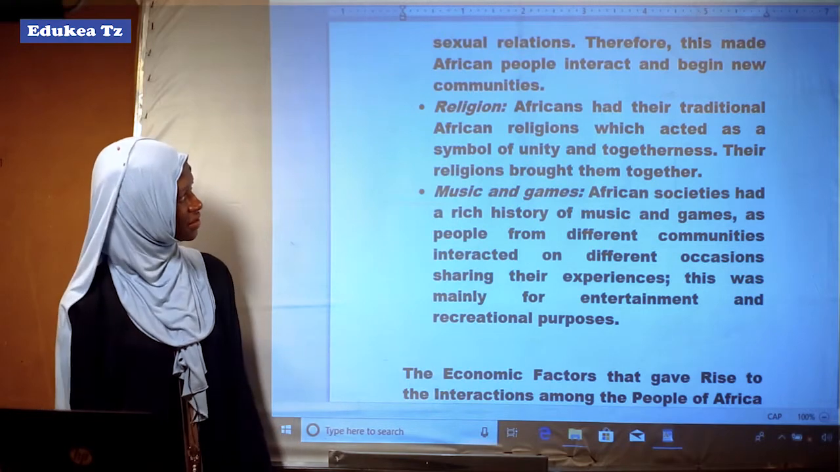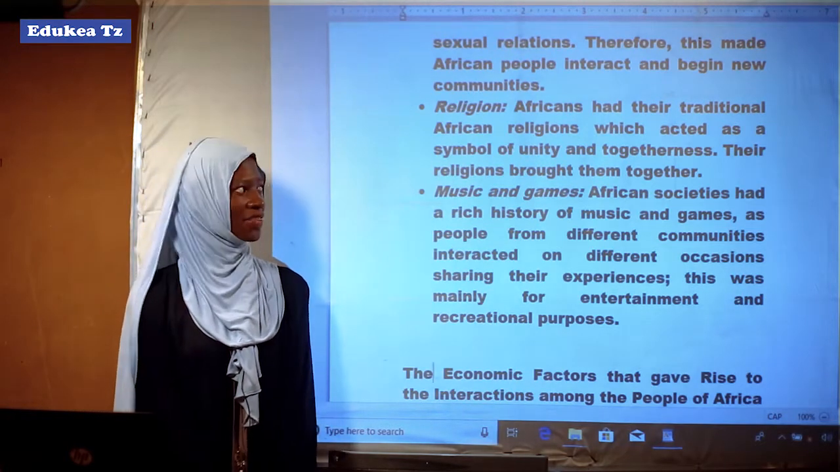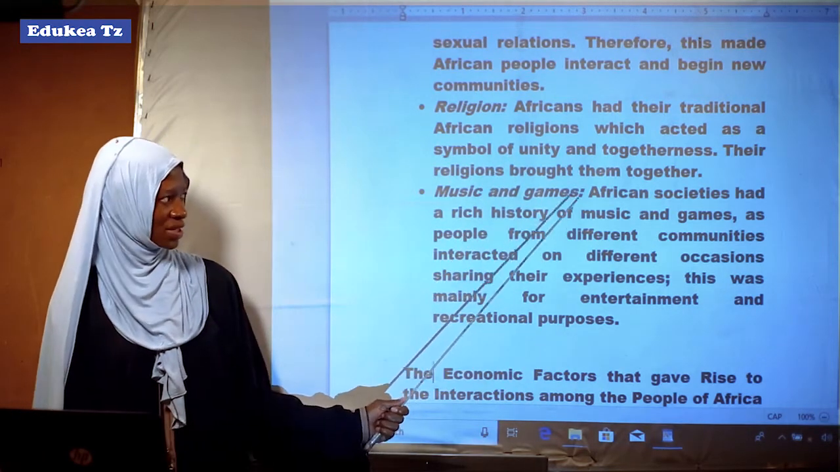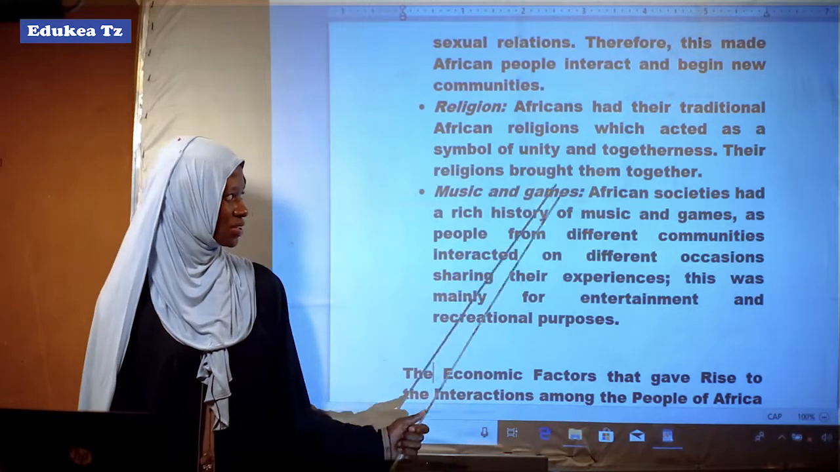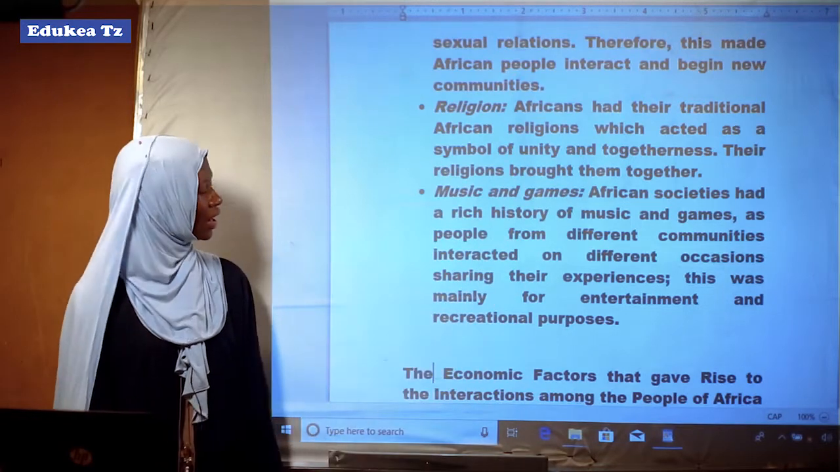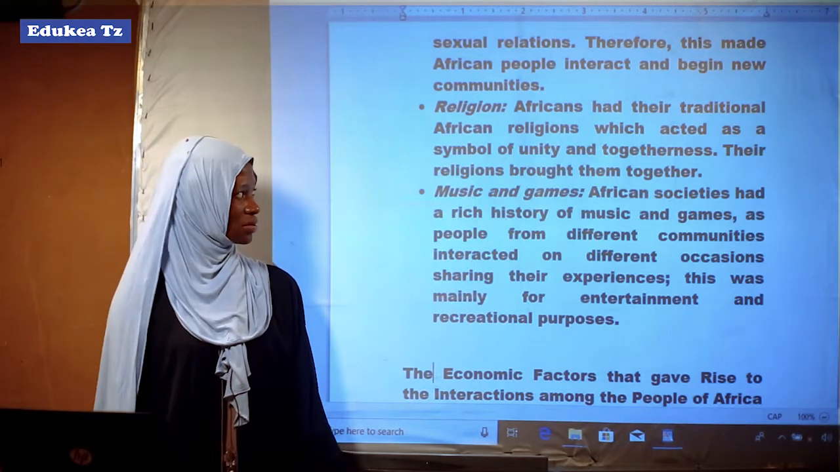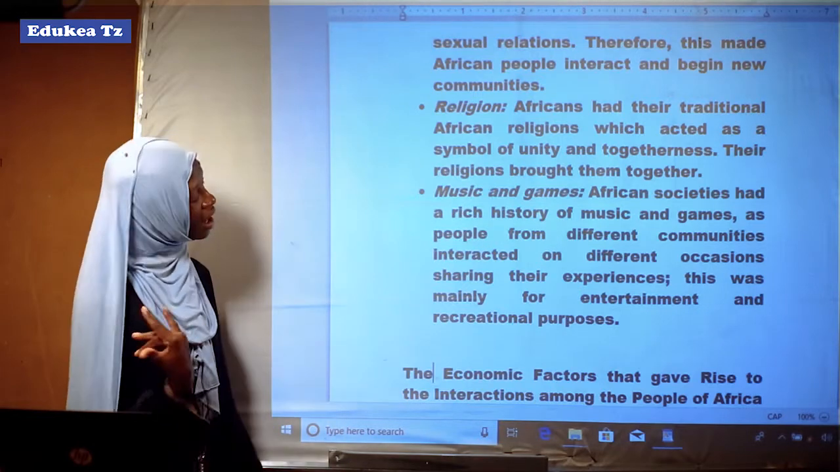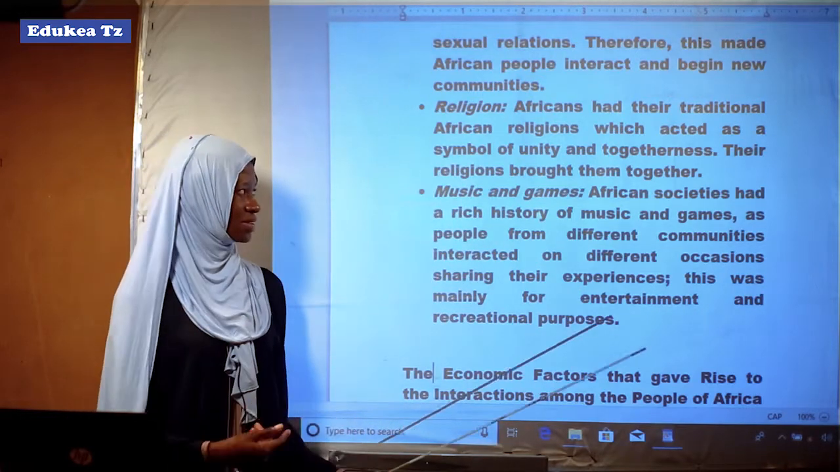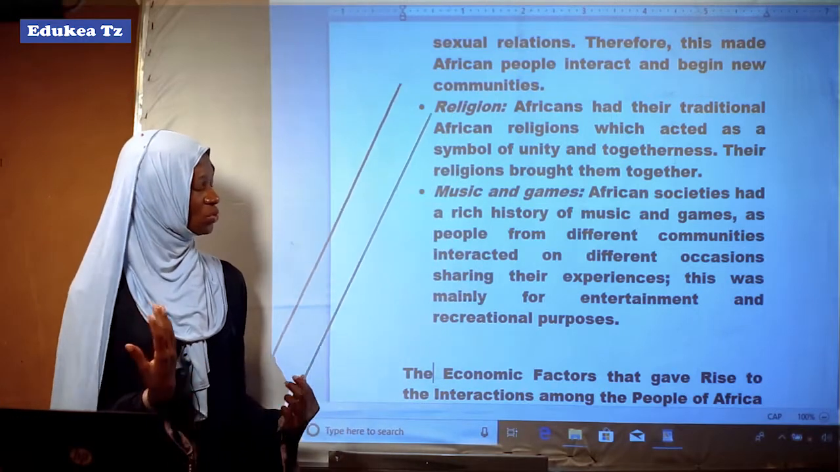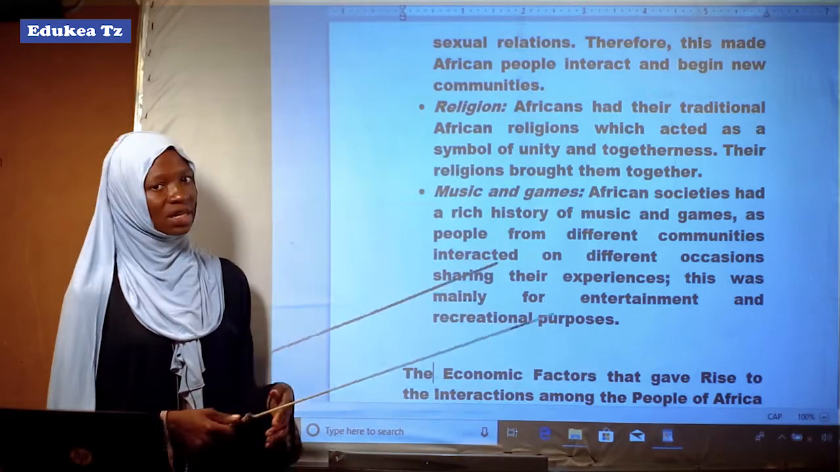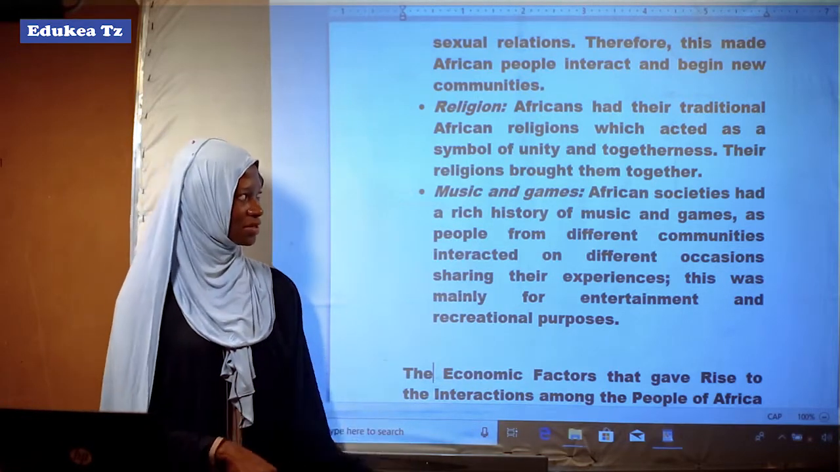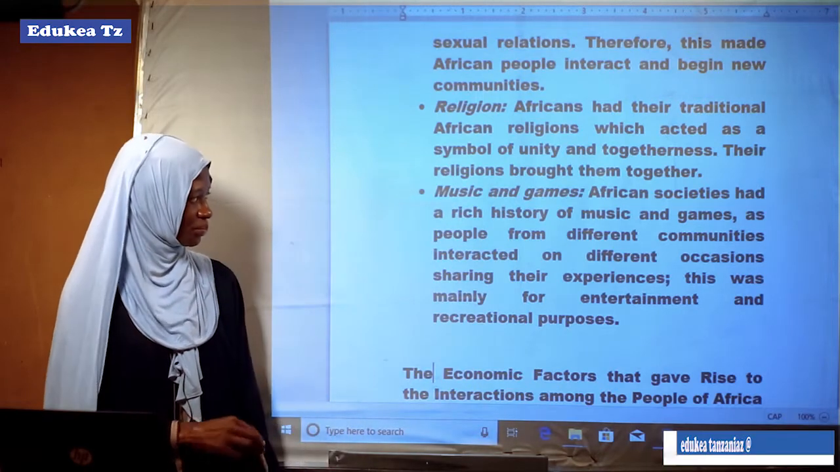The next one is religion. Africans had their traditional African religions which acted as a symbol of unity and togetherness. Their religions brought them together. People with the same religion encounter each other as one, so this made them be together even though they didn't live in a single place. One can move from this place to another due to the religious factor.